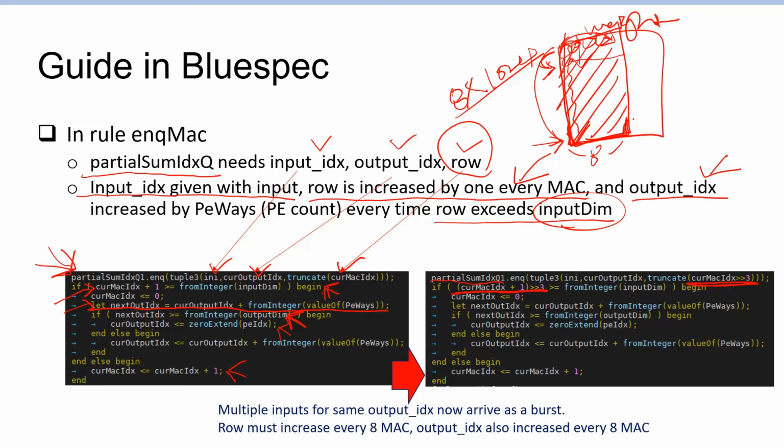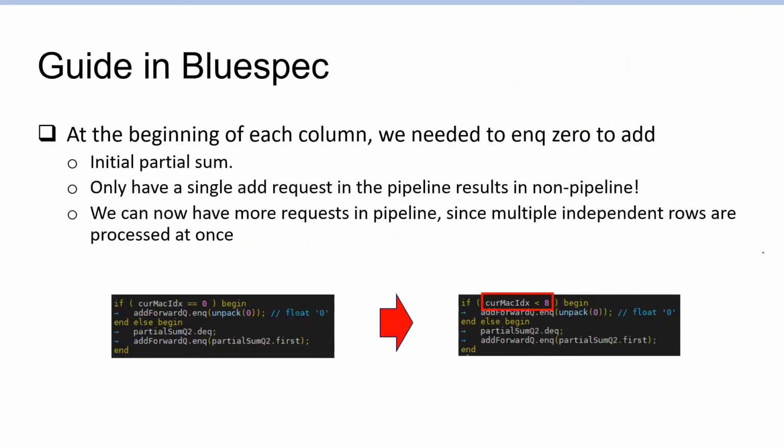So yes, multiple inputs for the same output index. So the same output index now arrive as a burst, one after another. So the row must increase every 8 MACs, which is what's happening here. And the output index also increases every 8 MACs. This is what's happening here. So fairly simple enough change, accommodating for the change of 8 rows arriving at once.